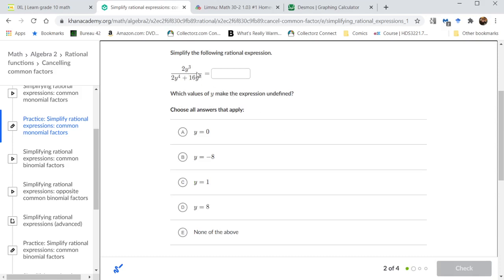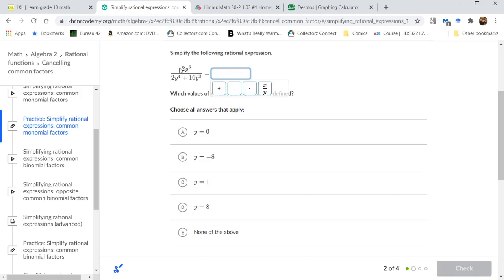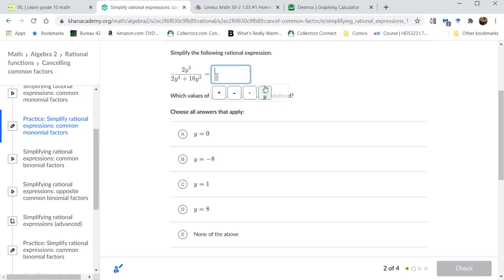So here we want to simplify the rational expression. So we see that every coefficient has a common factor of 2, and that the lowest exponent of y is 3. So we will cancel our 2y cubed from everything. That leaves our numerator at 1, and our denominator at y plus 8.